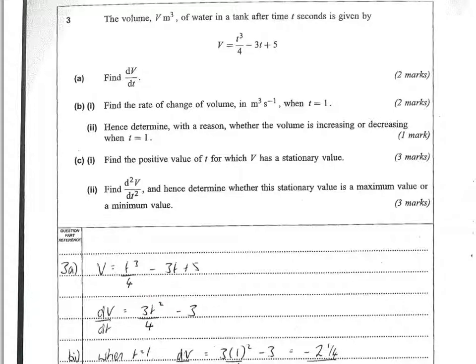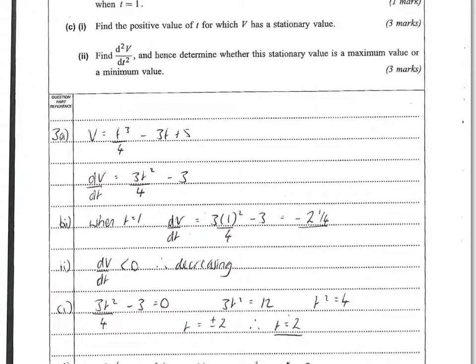Rates of change are to do with the first derivative, so in b part 1, all you need to do is put t equals 1 into dv by dt to get an answer. The next part, because the gradient at this position t equals 1 is negative, that means it's a decreasing function. That means it's going downwards. Graphs which are going downwards will have a negative gradient. Graphs which are going upwards will have a positive gradient.